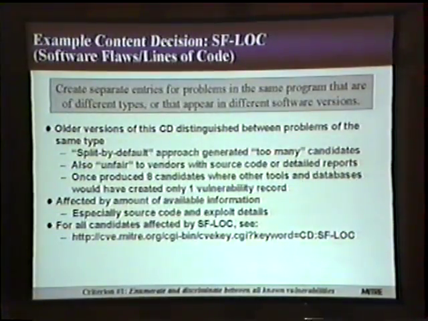So I'm going to talk about one particular content decision related to different lines of vulnerabilities that might occur on different lines of code. These are really affected by the amount of available information. Basically, if you have problems in the same program or software that are of different types, clearly those are two different distinguished vulnerabilities. Everyone pretty much agrees that it's important to distinguish between those, so we'll do that. On the other hand, if you have vulnerabilities that appear in different software versions, that's an important thing to distinguish as well.